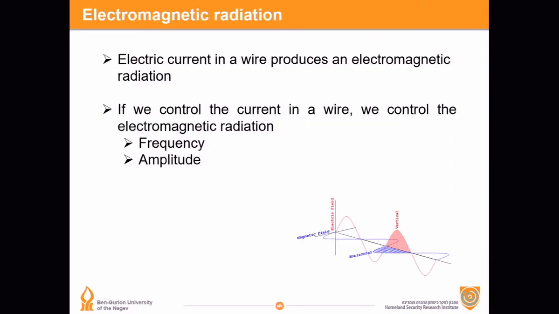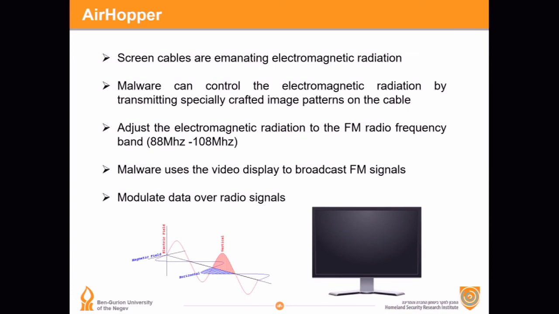So to understand this, I will give you a very brief introduction to electromagnetics. Electric current in a wire generates electromagnetic radiation. If we can control the current in the wire, we can control the radiation from the wire, including its frequency and its amplitude. And where do we have a wire in the computer? We have the display cable. The display cable generates electromagnetic radiation, and malware can control the radiation from the display cable because it can control what passes in the wire in terms of images. And not only can it control it, it can adjust the frequency of this electromagnetic radiation to the FM radio band. So think about it. Malware can take the display and its cable and convert it into a kind of FM radio transmitter and modulate the data over it.